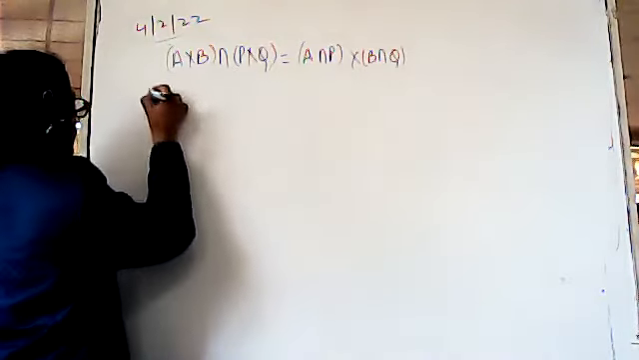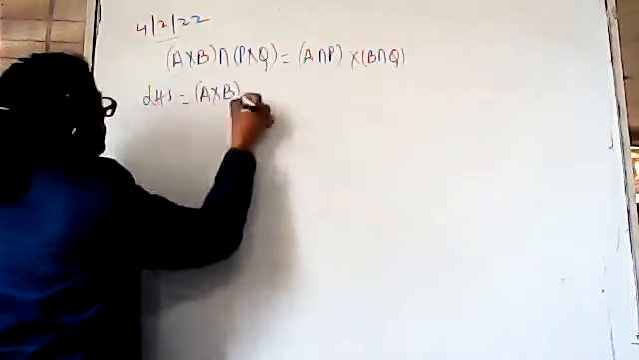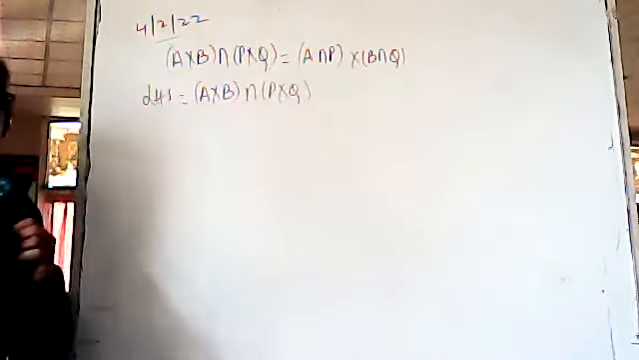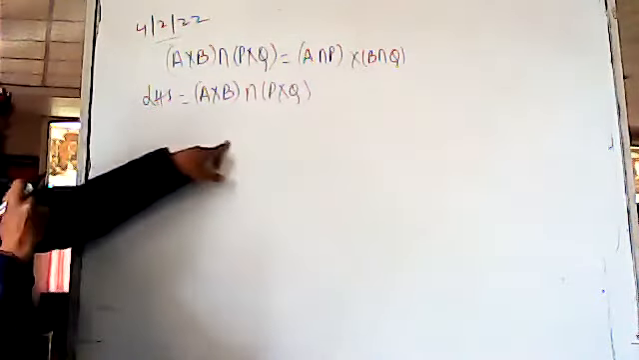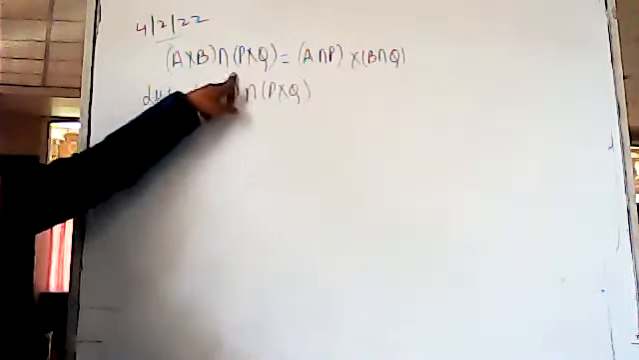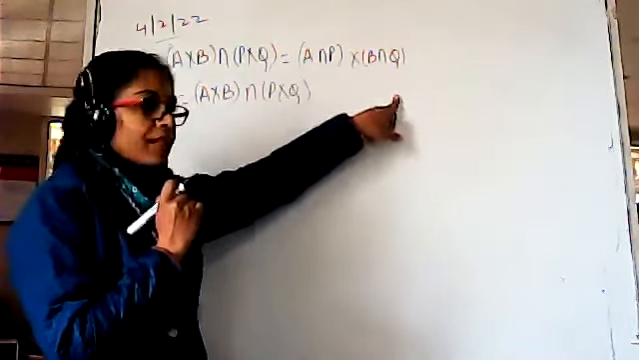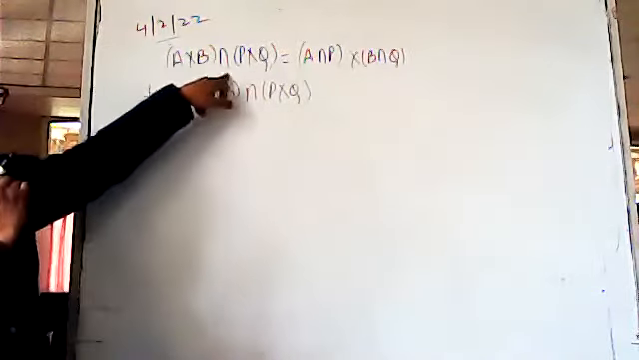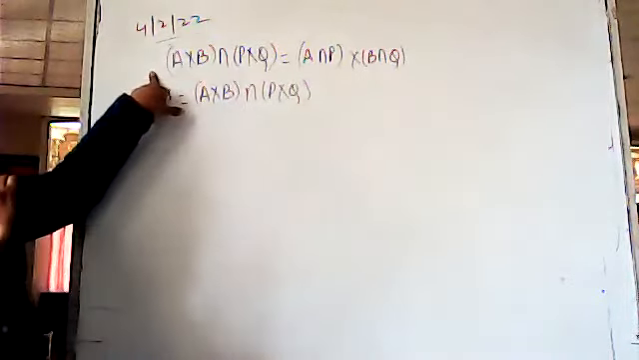So take left hand side. Left hand side is A cross B intersection P cross Q. I already told you whenever we have to find the equality, we will take any element on left hand side and we will prove that this element belongs to right hand side. Similarly, again we will take the element on right hand side and we will prove that element belongs to left hand side. From these two, we can find the equality.